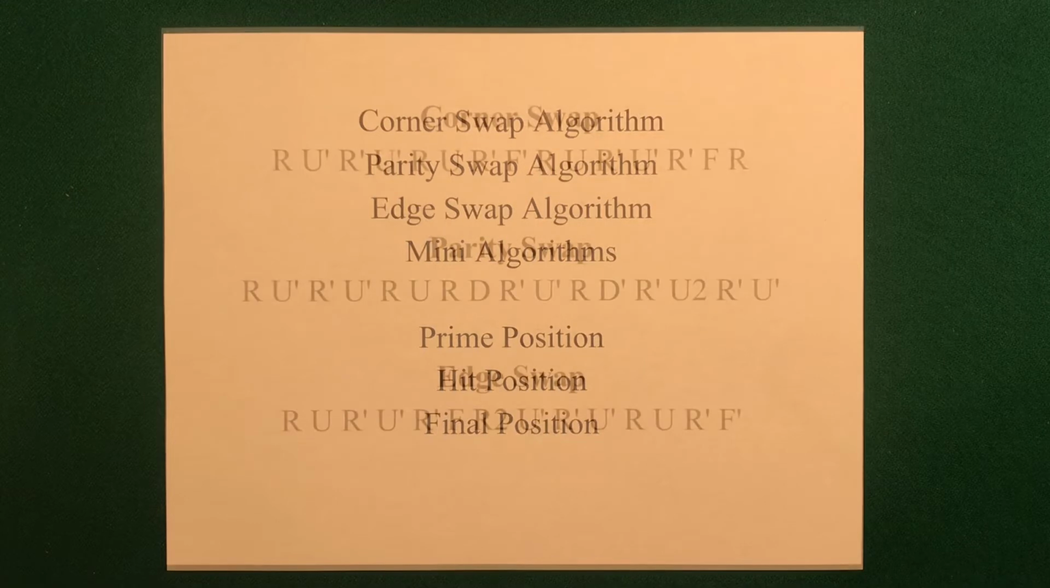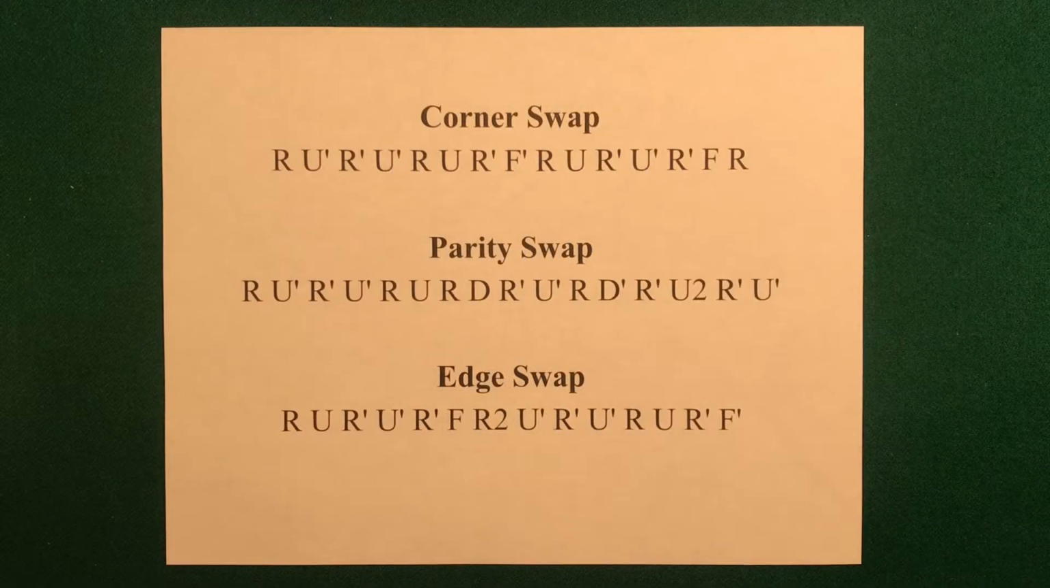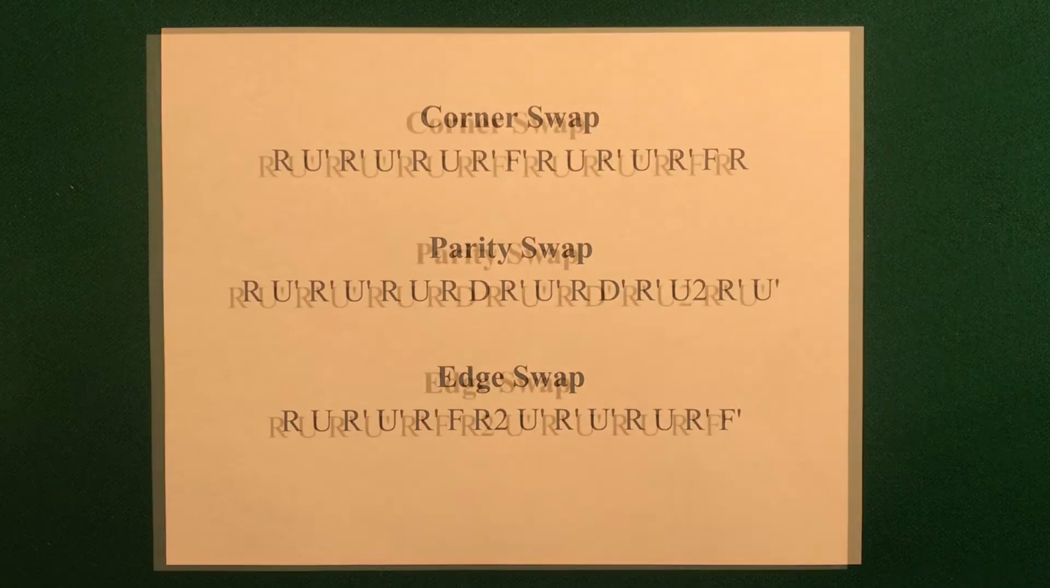First, you will need to learn the 3 main algorithms that you will need to know. These 3 algorithms are called the corner swap, which swaps 2 corners, the parity swap, and the edge swap, which swaps 2 edges. For now, you can write them down as they will be useful later on. Eventually, however, you should commit them to memory and be able to use them at will.